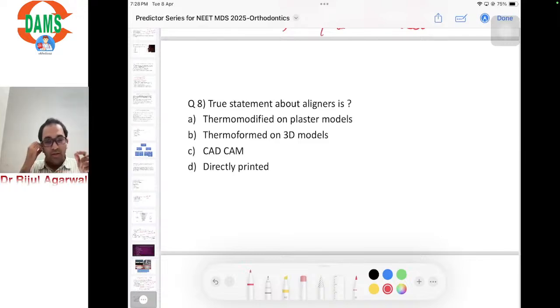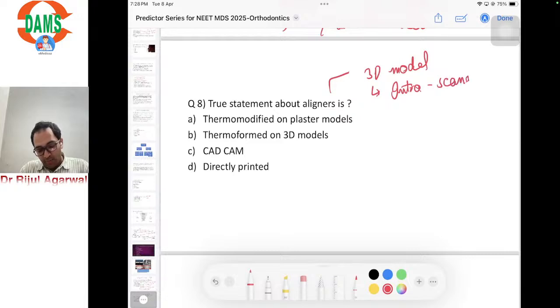Okay, so how are they made? The first step in aligner making is obtaining a 3D model. How to obtain the 3D model? Using an intraoral scan. What we obtain from an intraoral scanner is a 3-dimensional image, and from that we import an STL file. Very important word. STL stands for stereolithographic file. Now this file is input into a software, and from that we get a plan, and in that plan we get the number of aligner sets or trays which are to be made.